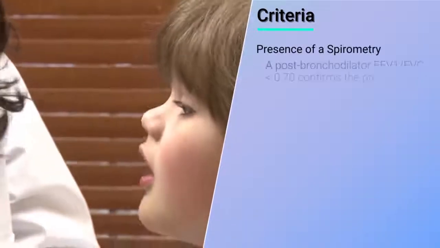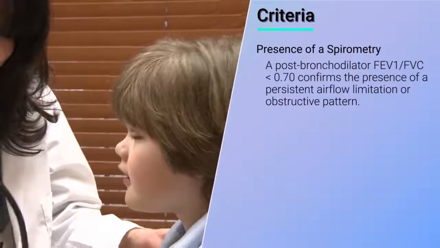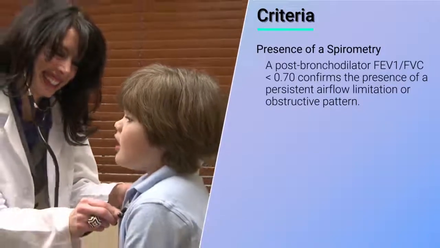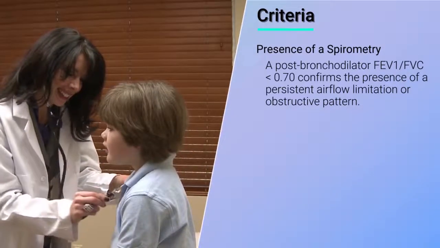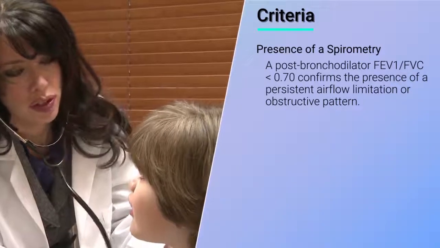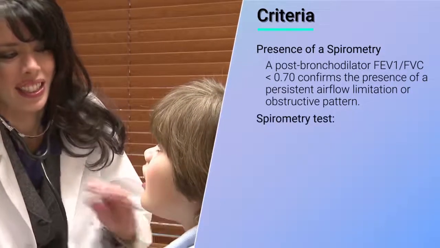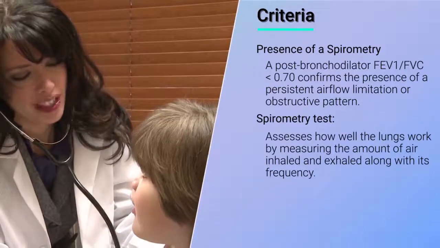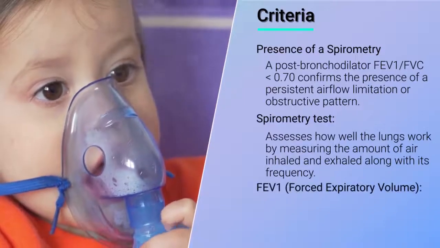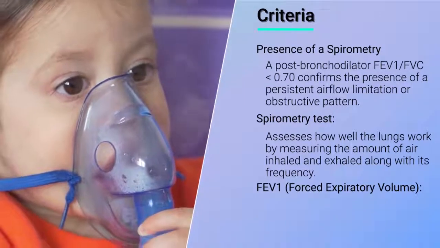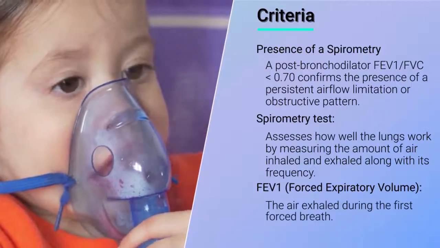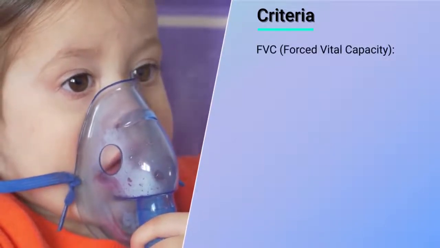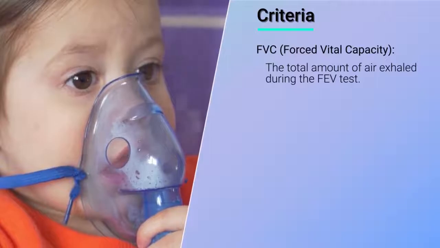The criteria for the documentation of chronic obstructive pulmonary disease include the presence of a spirometry and a post-bronchodilator FEV1/FVC ratio of less than 0.70, which confirms the presence of a persistent airflow limitation or obstructive pattern. A spirometry test assesses how well the lungs work by measuring the amount of air inhaled and exhaled along with its frequency. FEV1 pertains to the forced expiratory volume, or the air exhaled during the first forced breath, while FVC, or forced vital capacity, is the total amount of air exhaled during the FEV test.